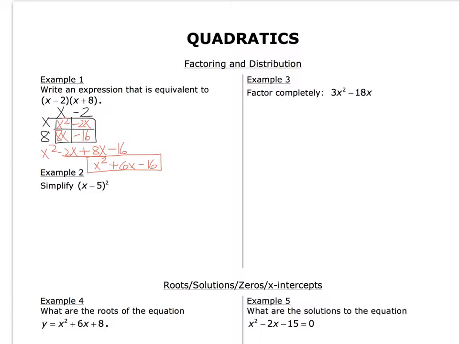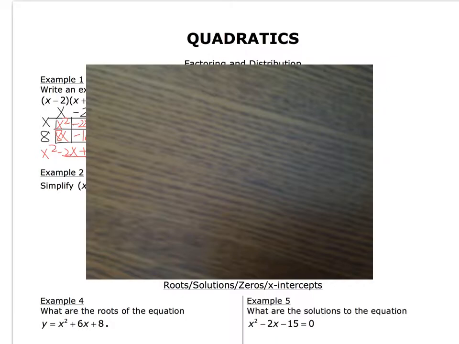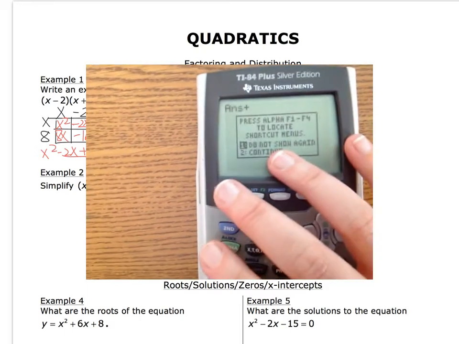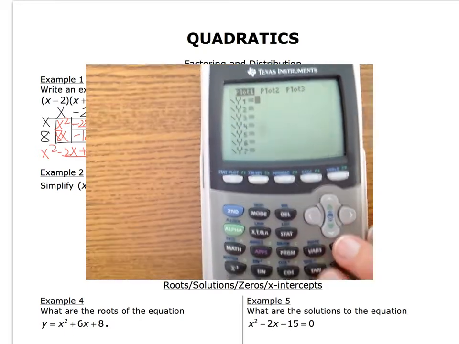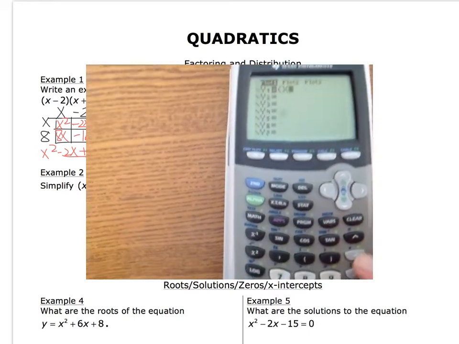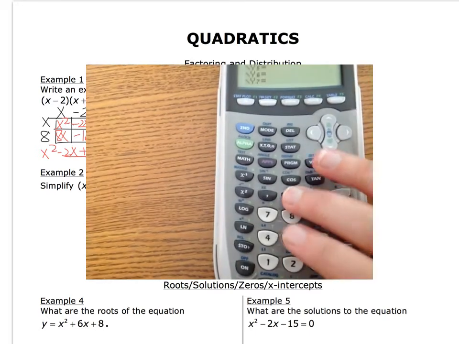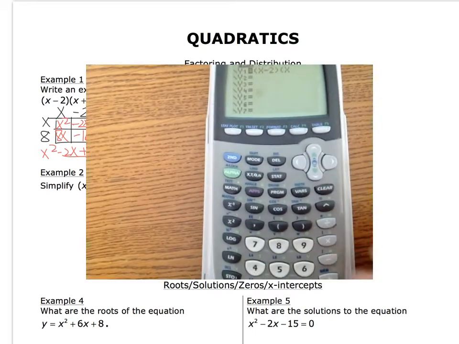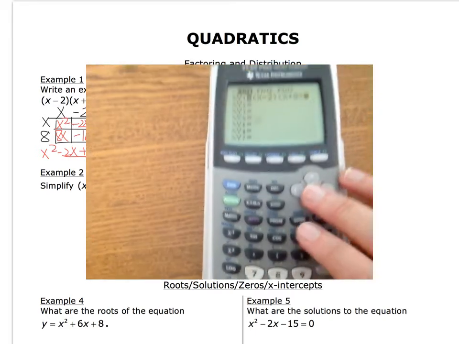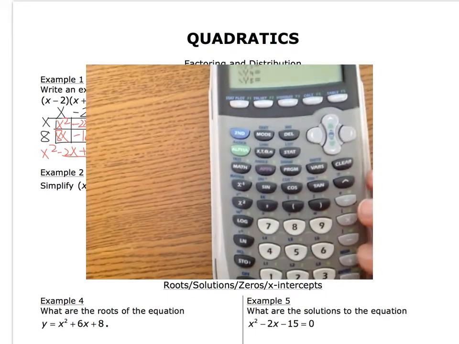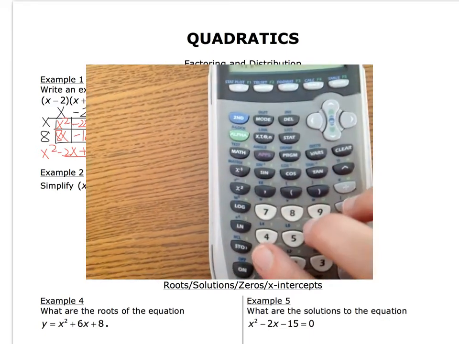Just to show you really quickly how you can check this in your calculator. Okay, so in your calculator, you can go to your y equals and we can type in the original problem. So I've got x minus 2 times x plus 8. And then after my distribution was finished, I got x squared plus 6x minus 16.